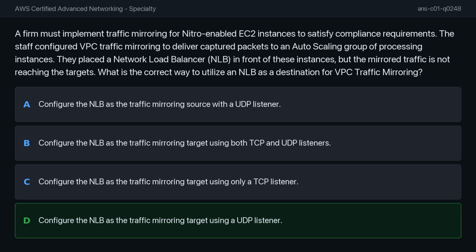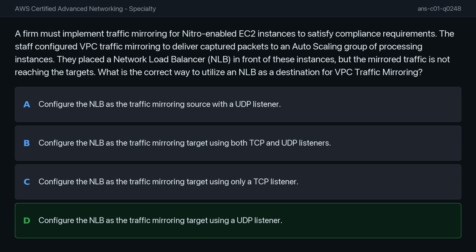In my view, the correct answer is option D. Configure the network load balancer as the traffic mirroring target using a UDP listener. This is because VPC traffic mirroring functions by encapsulating traffic in VXLAN, which strictly relies on the UDP protocol, specifically using port 4789 to transport the data.